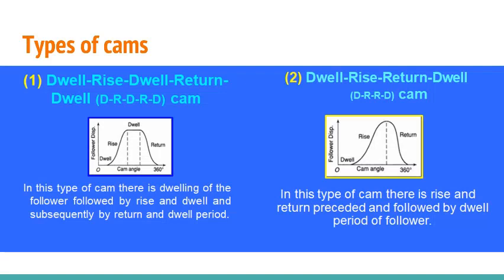Then DRRD cam: here the dwell is followed by a rise, and there is no dwell at the maximum position. Immediately after reaching the maximum position, it returns back to its original position. There is no dwell after the return.